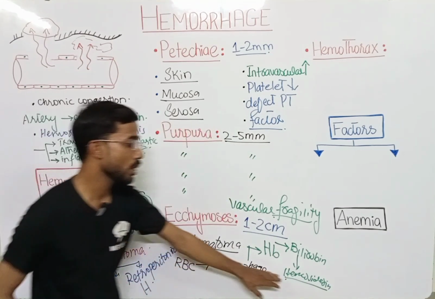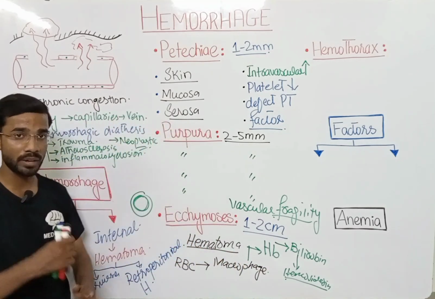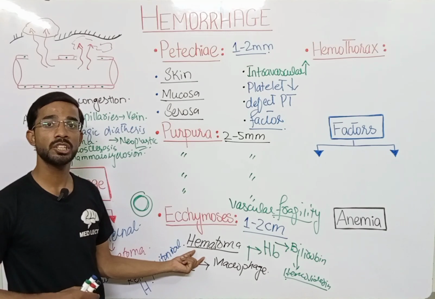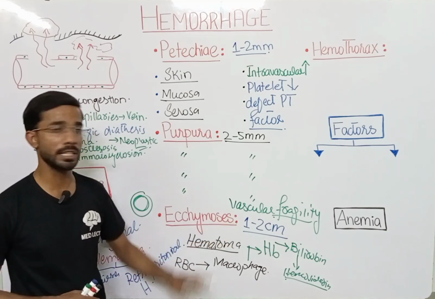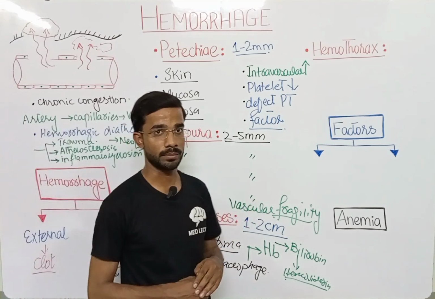So in which you will see the iron will store in the hemosiderin. So these are basically the different stages, and in all these processes you will see the hematoma will change its color. Okay. Next is the hemothorax.